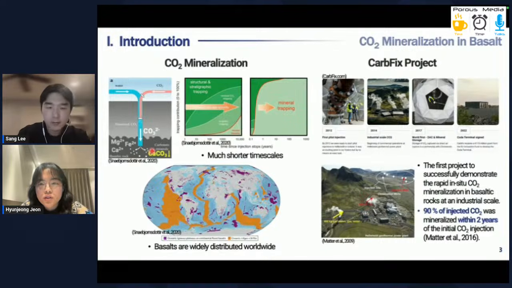The advantages are very clear: much shorter timescales, often within a few years compared to conventional trapping mechanisms, and the global abundance of basaltic formations. In particular, the CarbFix project in Iceland demonstrated that over 90% of injected water-dissolved CO2 was mineralized within just 2 years, proving the immense potential of this method.